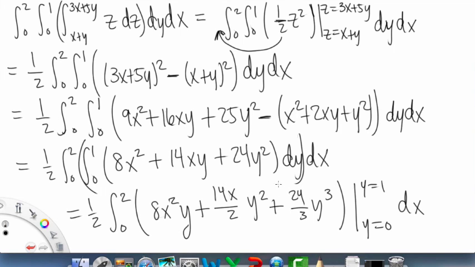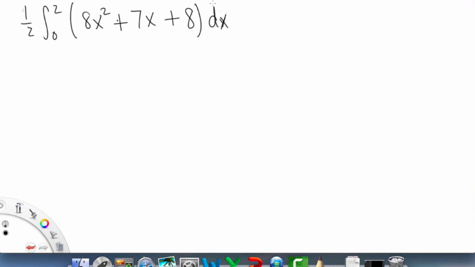Okay, so now we're at this point. Make sure you have this all copied down, because I'm going to move on to the next slide. Alright, so now what we get when we simplify is 1/2, 0 to 2, and then when we plug in 1, we get 8x squared plus 7x plus 8. And then when you plug in zeros, every term has a y in it, so those are just going to be minus 0. So I'm just going to abstain from writing those.